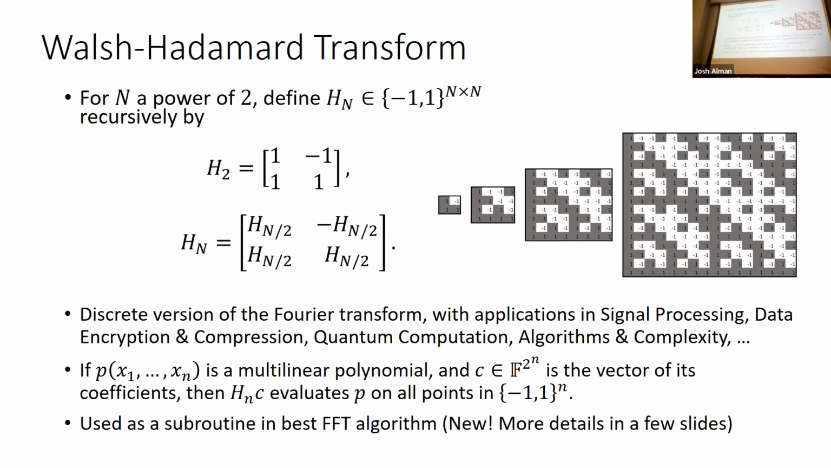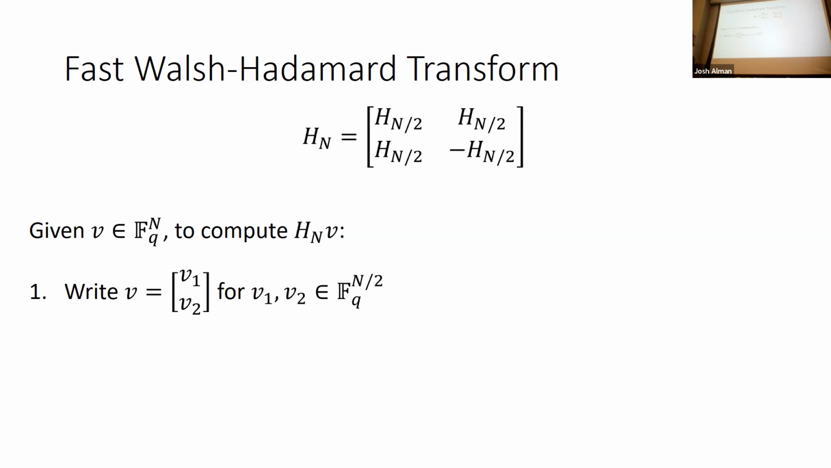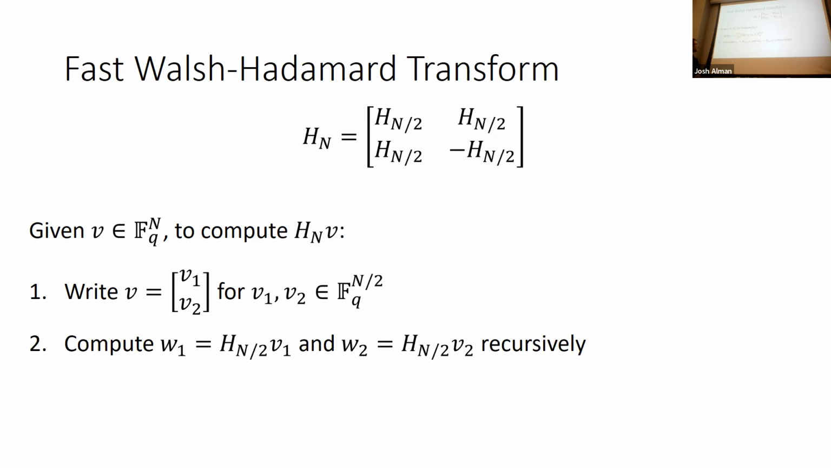Okay, so how do we compute it? There's a nice, very simple folklore algorithm called the fast Walsh-Hadamard transform. It's a recursive algorithm based on this recursive definition. When you're given as input a vector of length n, and you want to compute the matrix times the vector, you first split the vector into 2 parts of length n over 2, and you recursively compute the n over 2 size Hadamard transform of each of them, and then you combine them together in the way defined by the recursion.